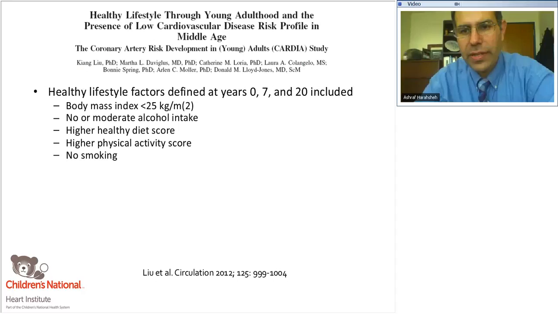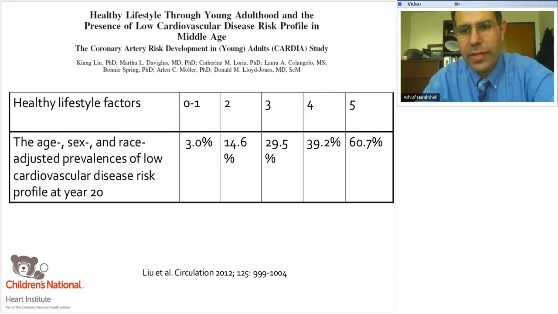The 5 factors that they looked into: number 1, having a body mass index less than 25. This is an adult paper, by the way. So body mass index less than 25, no or moderate alcohol consumption, a higher healthy diet score, a higher physical activity score, and no smoking. So these are the 5 factors that constitute a healthy lifestyle.